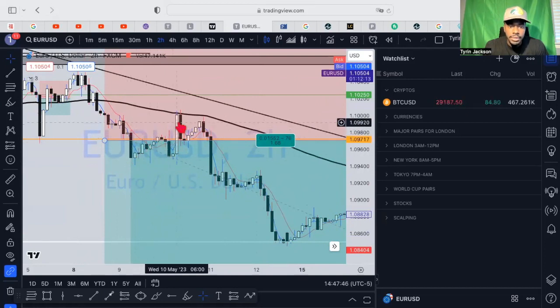Now, once price broke through here, depending on the news, that's what sent that pair up so much, because of either some bad news against the dollar or some good news for the euro.